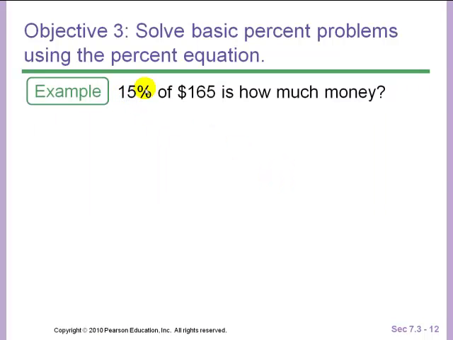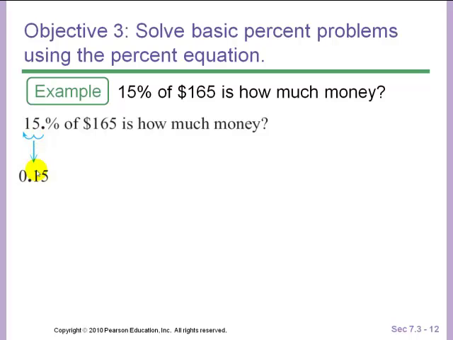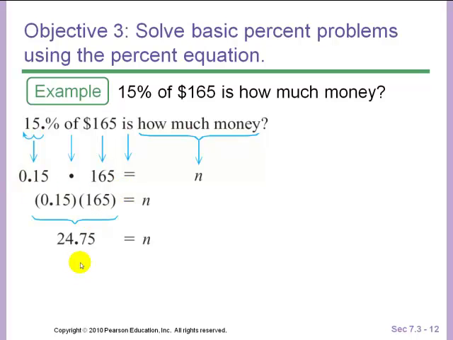Example: 15% of $165 is how much money? Again, notice the decimal point is after the ones place. We're going to convert this to the decimal 0.15. You could also use the fraction 15 over 100. Of is multiplication. 165. Is our equal sign, and how much money is our unknown, so we will use n or x or any variable you'd like. Now simply complete this multiplication, and we get 24.75 equals n.